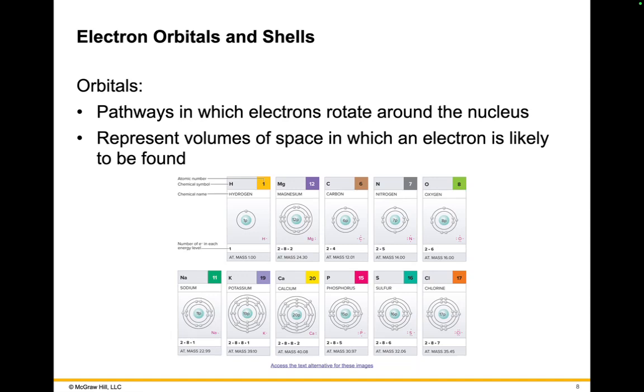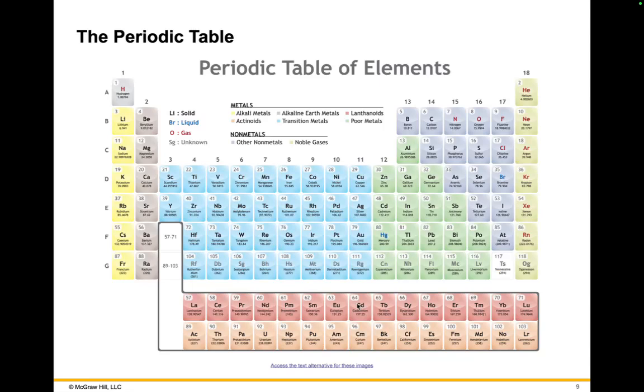Another thing you're not going to focus too hard on are electron orbitals and shells. So orbitals are pathways that the electrons are going to rotate or move around the nucleus, and they represent how much space the electron is likely to be found. Okay, and so hydrogen's a very small atom with little space, and then we've got different sizes here of volume in which these electrons are likely to be found because they're constantly moving and they're teeny tiny, so we can't really watch them move.